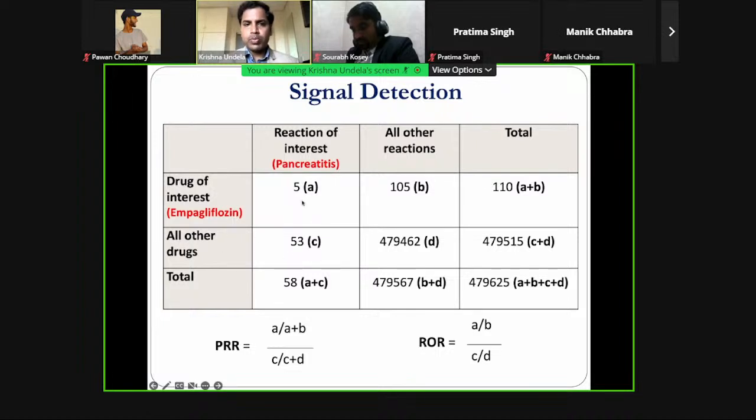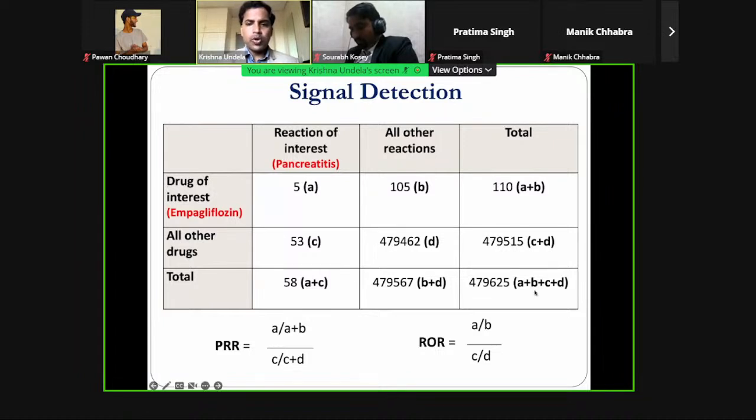So proportion means 5 divided by the total number of reactions, 110. And for all other medications, 53 divided by 479515. That's what we are going to do under the proportional reporting ratio, PRR, A by A plus B divided by C by C plus D. And the other one we have is the reporting odds ratio, ROR.